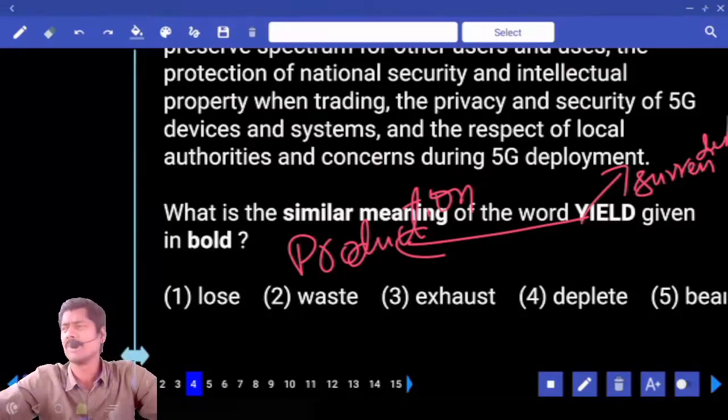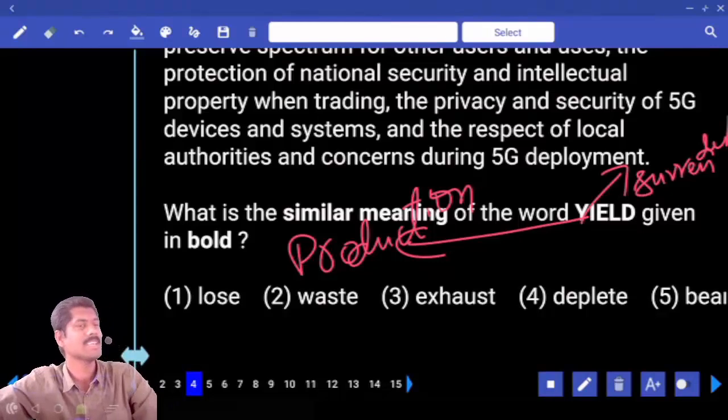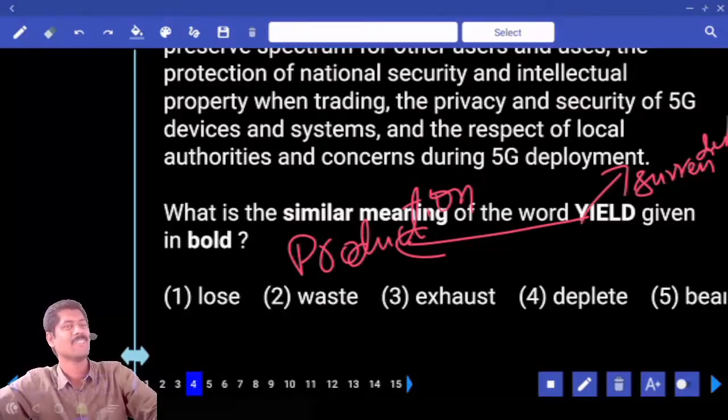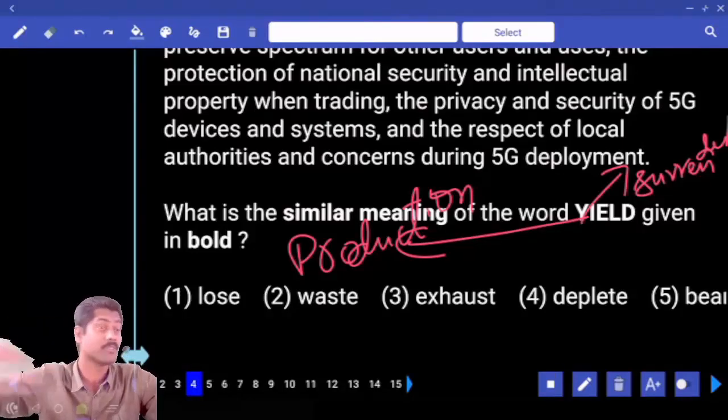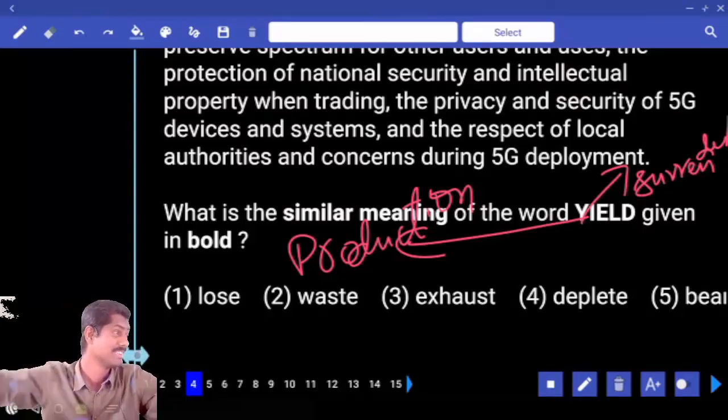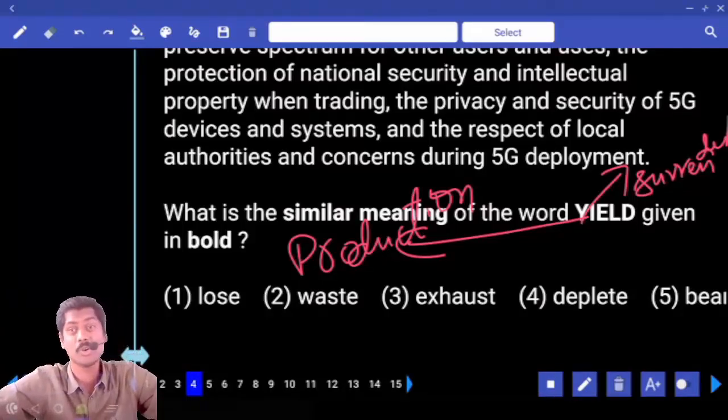20 years back, 25 years back, there was no Google. If people wanted to know about notification information, they were supposed to go to the Employment Exchange Office, nearest MRO office. There they used to get the information. Nearest bank, nearest post office. But now everything is at finger touch. We are living in the generation of abundant information, overflowing information.